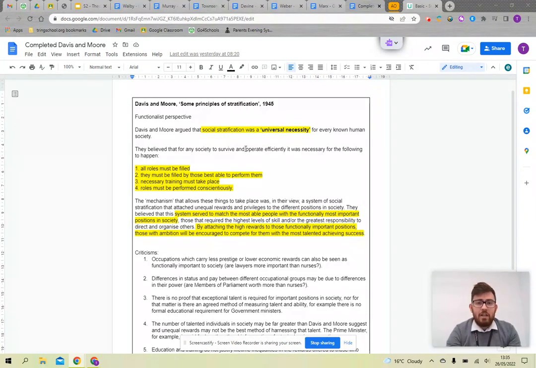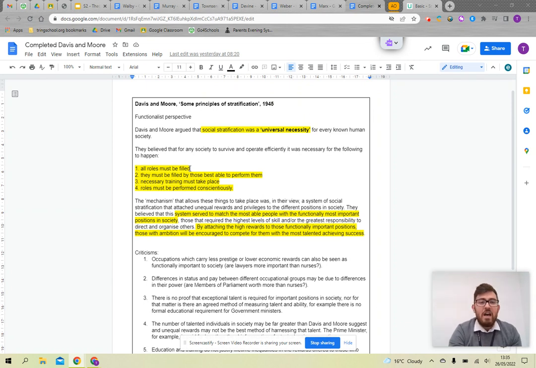So they believe that for any society to survive and operate efficiently, it was necessary for the following to happen. Now, these are the things that you probably put on revision cards because they are the fundamentals of the theory. So all roles must be filled. Okay, so everything that needs to happen in society, every role that is created must be filled.